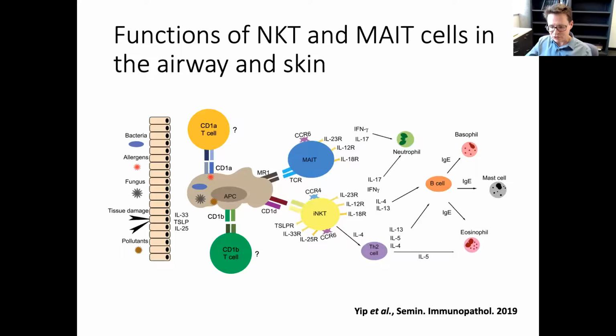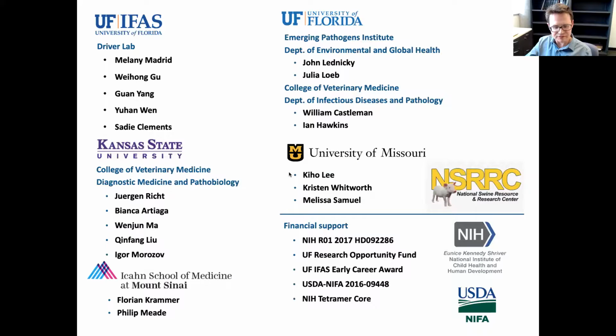So that concludes my talk, except to say that now that I'm here at University of Missouri, we're making new and exciting pig models to determine the role of other kinds of innate immune cells in swine immunity to influenza and other pathogens. So I'm working with my friends over in animal sciences, Dr. Kehoe Lee and the rest of the NSRC crew, to make pigs that lack these other kinds of cells. And with that, I'll leave it there and take any questions.